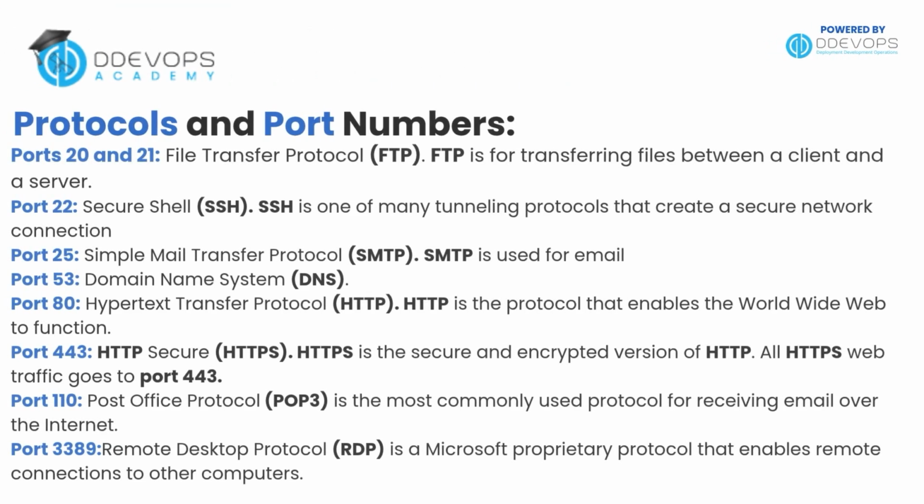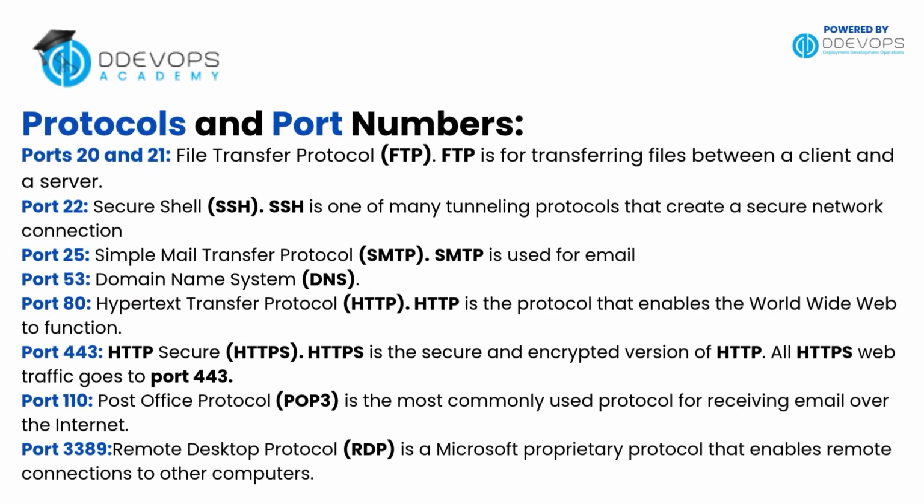Protocols and port numbers. Ports 20 and 21. File Transfer Protocol, FTP. FTP is for transferring files between a client and a server. Port 22. Secure Shell, SSH. SSH is one of many tunneling protocols that create a secure network connection. Port 25. Simple Mail Transfer Protocol, SMTP. SMTP is used for email.